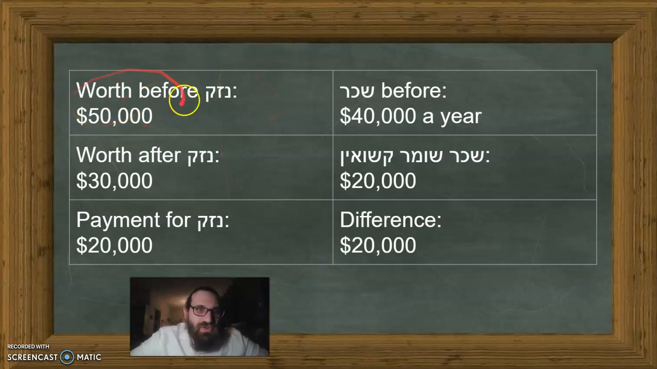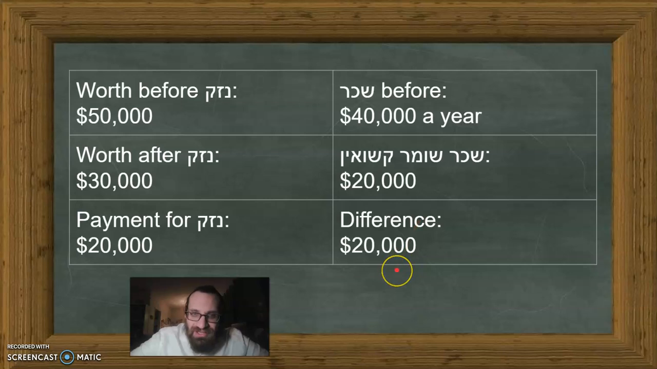Let's say the person before the nezek was worth $50,000 as an eved. Let's use an easy number. After the nezek, you're worth $30,000. So the payment for nezek is $20,000. Let's say their schar was $40,000 a year before the injury, and then to the Shomer Kashoyim's schar, his salary is $20,000.